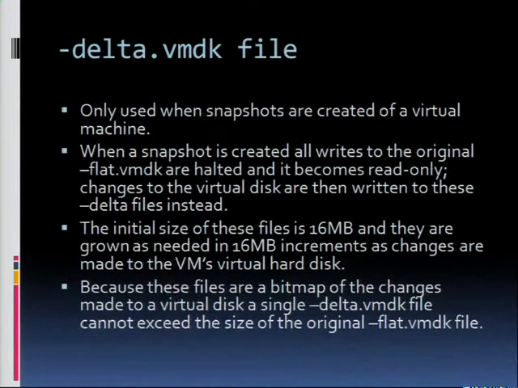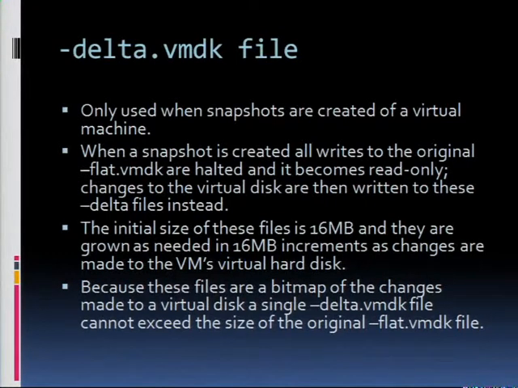Okay, the delta file. This is only used when snapshots are created for a virtual machine. When a snapshot is created, all writes to the original flat file halt. It doesn't write to that file anymore. That disk becomes read-only. And then any additional writes that would normally occur to the flat file are written to this delta file instead. It initially starts out as 16 meg in size, and it'll grow in 16 meg increments as changes are made to the VM's virtual hard disk.